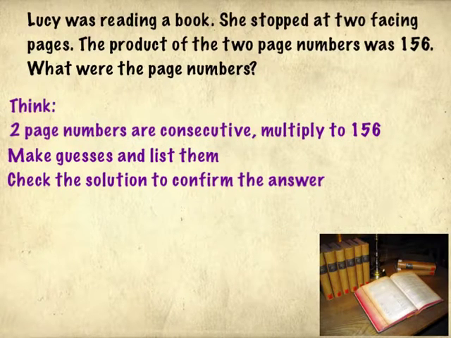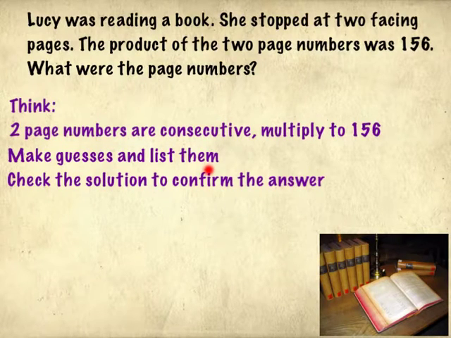Lucy was reading a book. She stopped at 2 facing pages. The product of the 2 page numbers was 156. What were the page numbers? So I'm going to think the 2 page numbers are consecutive. Consecutive means one after the other. So 1 and 2 are consecutive. 7 and 8 are consecutive. 5 and 10 are not consecutive because they don't come one after the other.